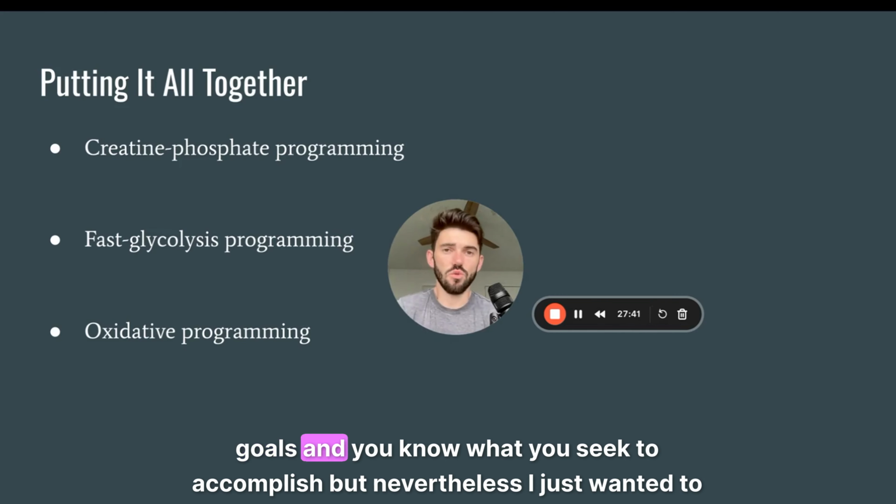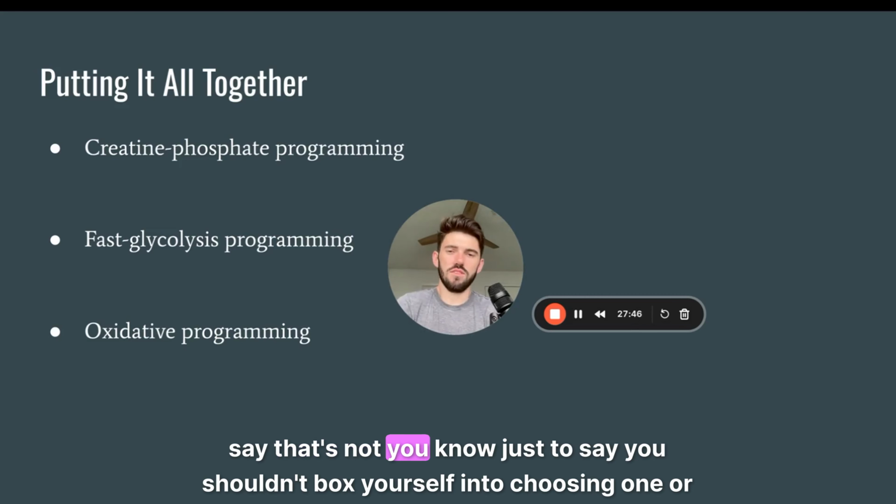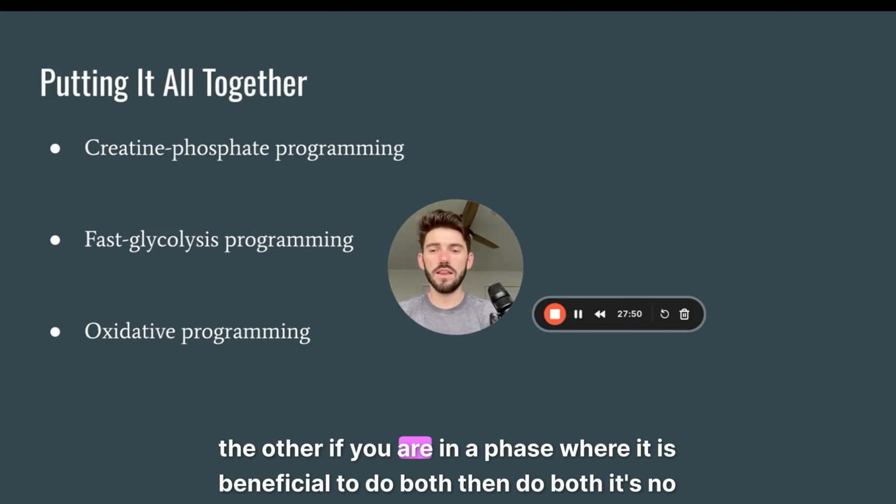The reasons why you would do one or the other or both really depend on the person and the goals and what you seek to accomplish. But nevertheless, I just wanted to say you shouldn't box yourself into choosing one or the other. If you are in a phase where it is beneficial to do both, then do both.